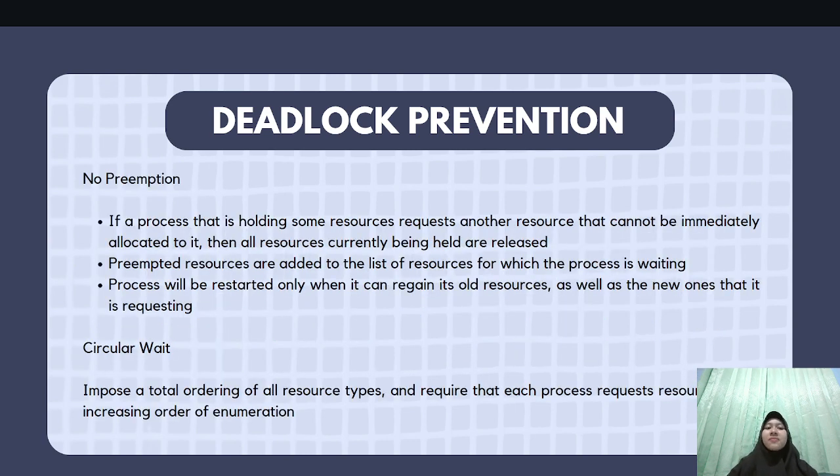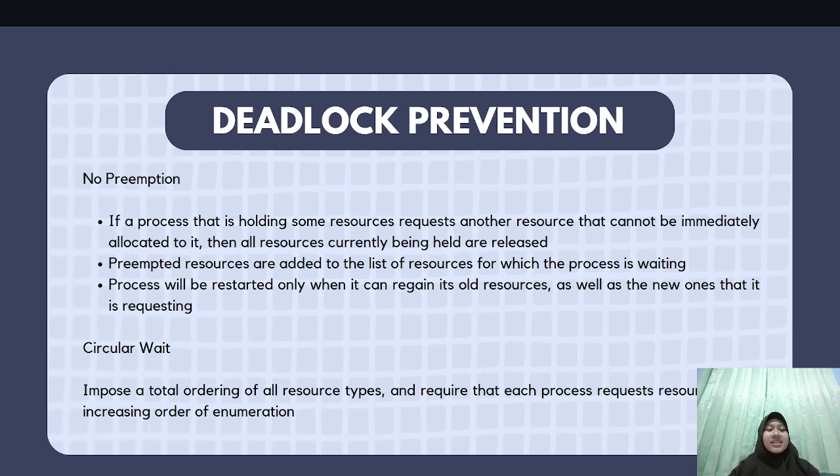The next one is no preemption. So what is no preemption? If a process that is holding some resources requests another resource that cannot be immediately allocated to it, then all resources currently being held are released. Preempted resources are added to the list of resources for which the process is waiting. The process will be restarted only when it can regain its old resources, as well as the new ones that it is requesting.